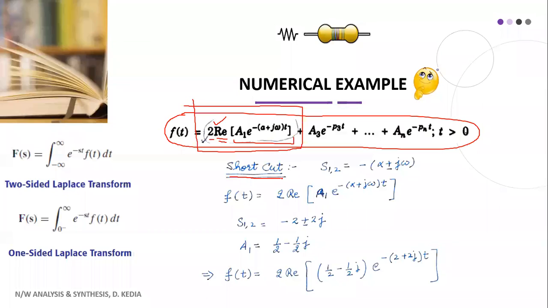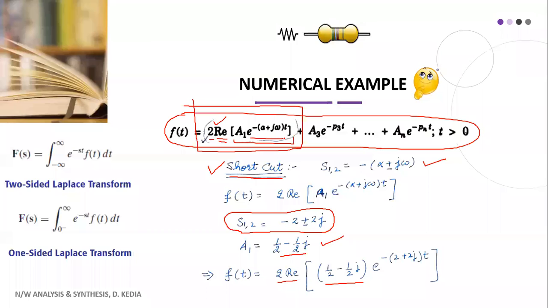And in fact, in this slide only, I have taken the same example that has been solved with the help of shortcut. So let us see that these are the two roots. Okay. And if you remember, we had obtained these two roots, s12 equal to minus 2 plus minus 2j. We had calculated a1 equal to 1 by 2 minus 1 by 2j, same thing. Now we apply this formula. See, twice of real part of A1. What is our A1? 1 by 2 minus 1 by 2j. This is what we have written.